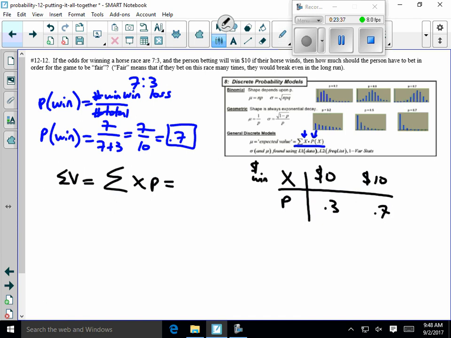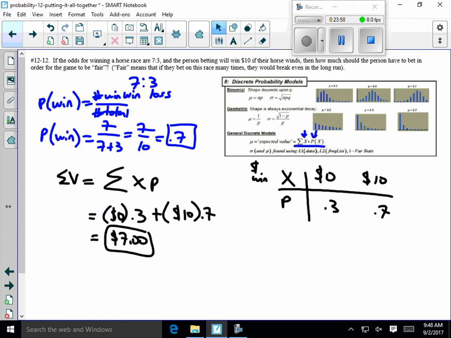So my sum here would really be that I can win $0 30% of the time, so that data value times the probability, plus I could win $10 70% of the time, right? So that turns out to be $7. And that means we'll never actually win $7, but we'll win $0 sometimes and $10 sometimes, and in the long run, it's going to average out to $7 per play on average. So that means we should be willing to bet up to $7, but not more. If we had to bet $6, we're going to win money in the long run. If we had to bet $8, then we wouldn't win, right?